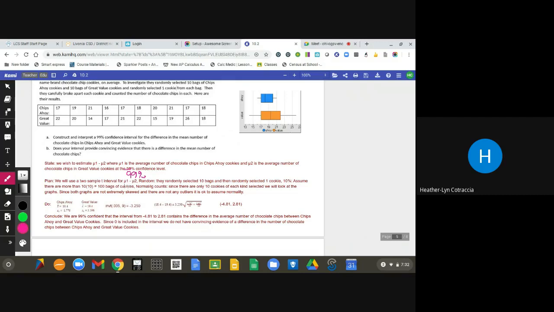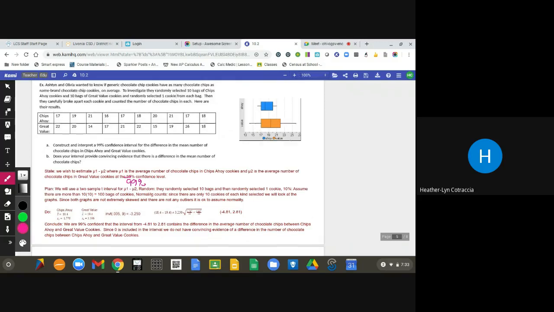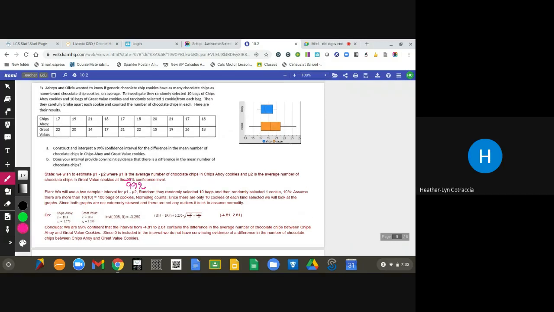10% condition there. And then normal large counts, we do have an issue with that because there are only 10 cookies of each kind. And remember, they either need to tell us that it's normal, which they did not, or we need at least 30 of each, which we do not. There's only 10. So that's why if you look up here, I did graph this. This is what a parallel box plot would look like on a TI Inspire.